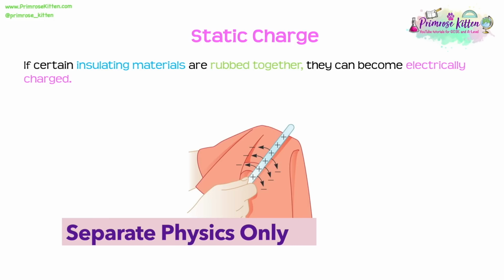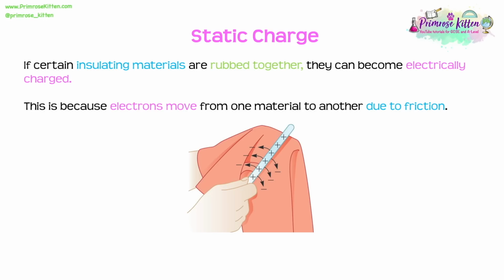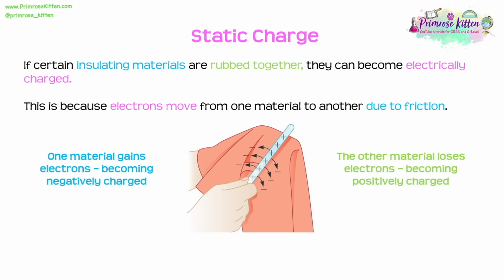When we have a couple of insulating materials and we rub them together, they can become electrically charged. Now, this is because electrons can move from one material to another due to friction. And what we'll see is that one material will gain electrons, just like the cloth in this diagram, and it will become negatively charged. Now, another material, though, will therefore lose electrons, just like the rod in this diagram, and that would lead to it becoming positively charged.